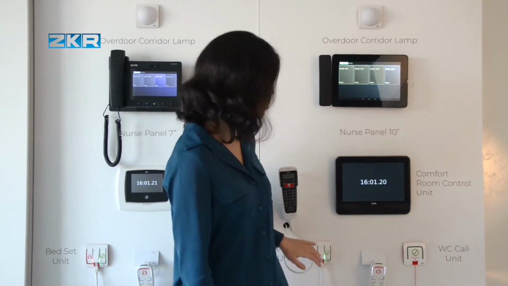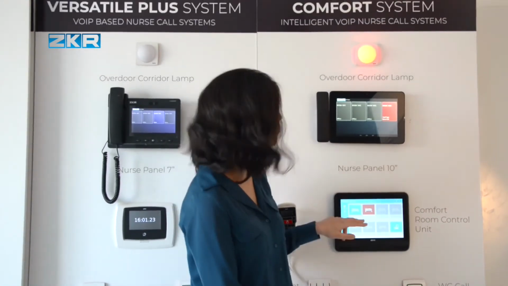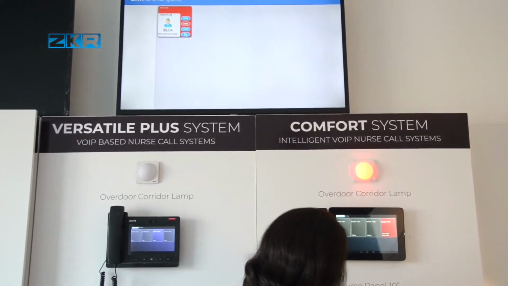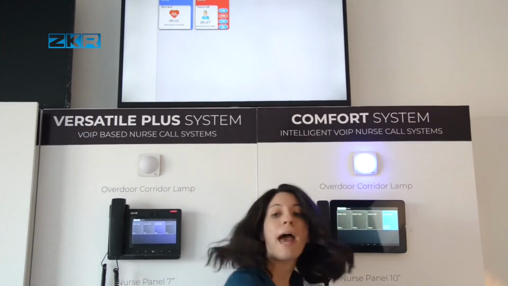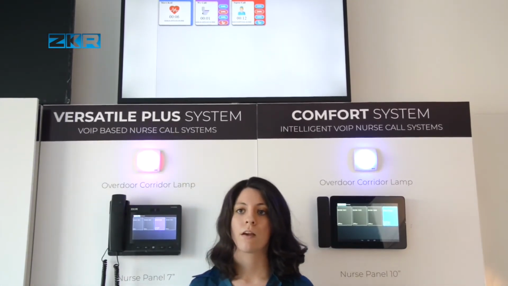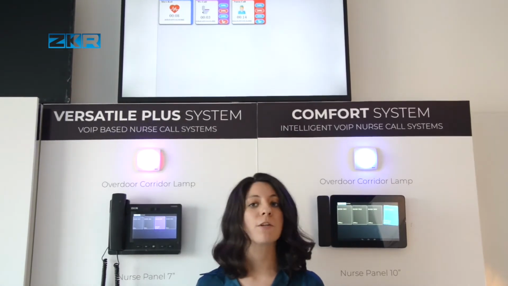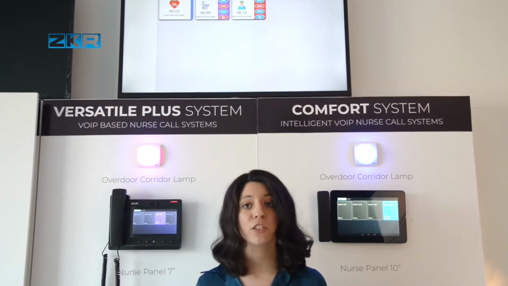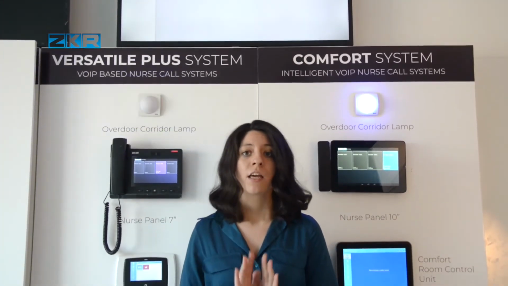The ZKR Central Monitoring Unit is a web-based monitor that observes activities such as nurse calls, emergency codes, and WC calls throughout the hospital. Different parameters, call type, department, and floor information can be filtered based on needs. This way, the focus of health personnel can be directed and reaction and intervention times minimized.